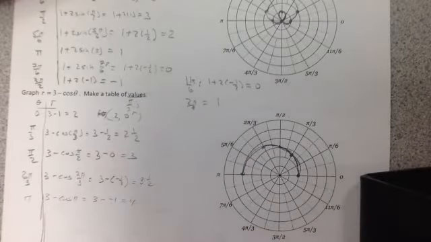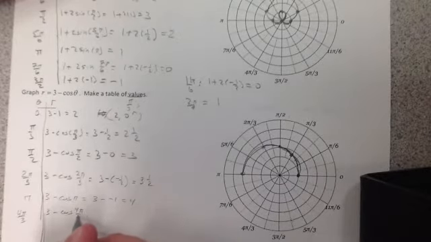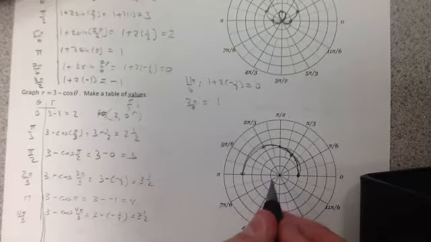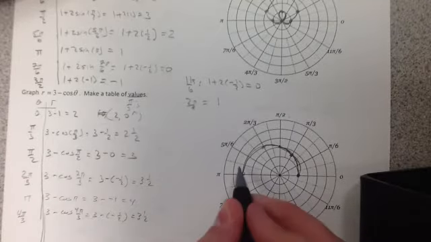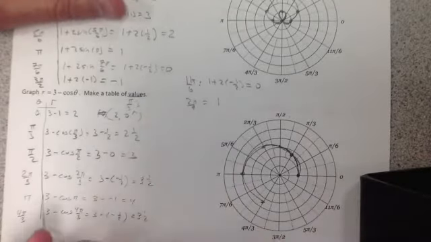Pick 4 pi over 3. 3 minus the cosine of 4 pi over 3 becomes 3 minus a negative 1/2. Whoops, cosine is negative 1/2. So I get 3.5 again. 1, 2, 3.5. And remember, they are symmetric. It almost looks like a circle, but it's not. We'll talk about what happens here at the end, okay?